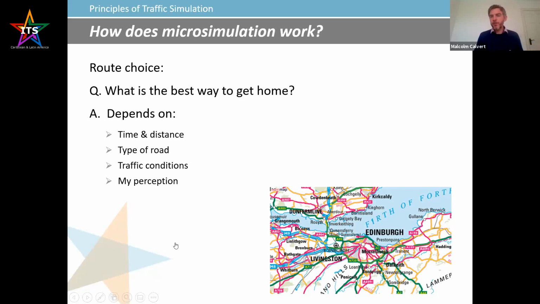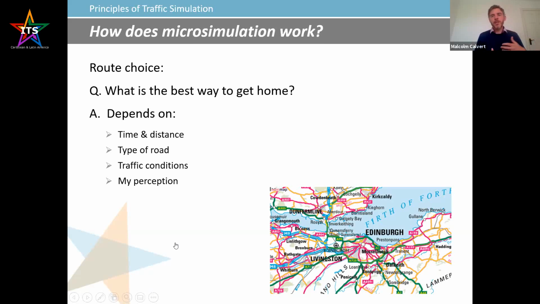Then you've got the type of road. So if you've got a motorway or a highway, it's going to be a more attractive road than if you've got a narrow street which might have parking on it or traffic calming. So the type of road's important for your choice in destination. The traffic conditions are also important. So again, if there's a lot of congestion, it's going to make that less attractive. If the roads are clear, it will be more attractive.